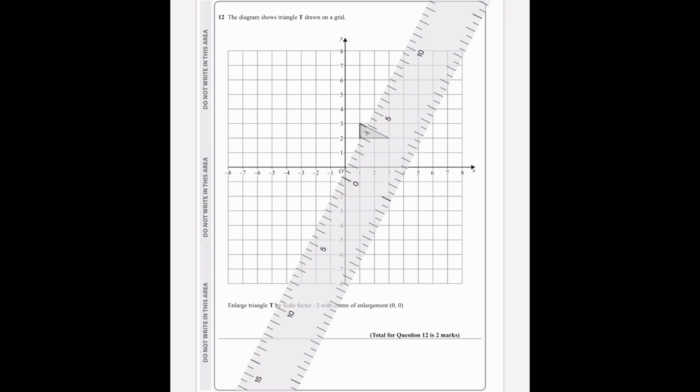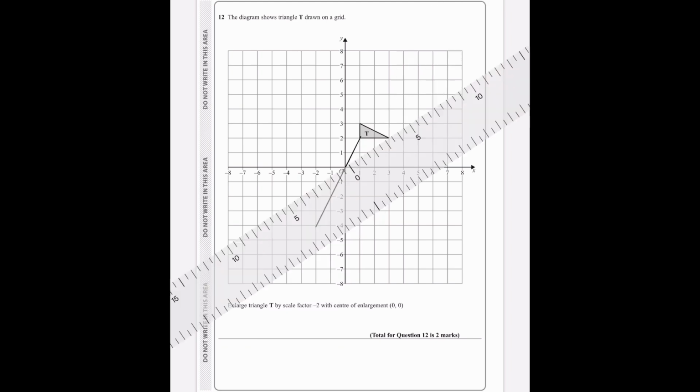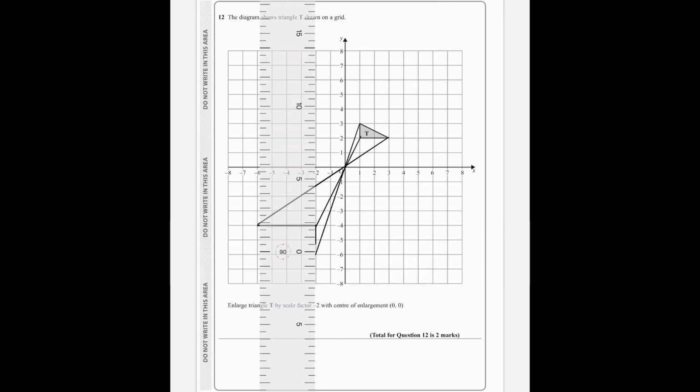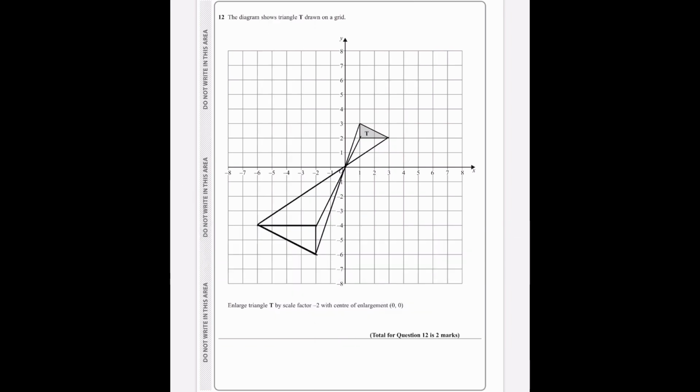Alright, so for question 12, this is a stretch scale factor -2, centered at the origin. So I'm going to draw a line from each of the vertices going through the origin where it's twice as long on the opposite side, and then join up the points to get my new shape. I called it T prime.